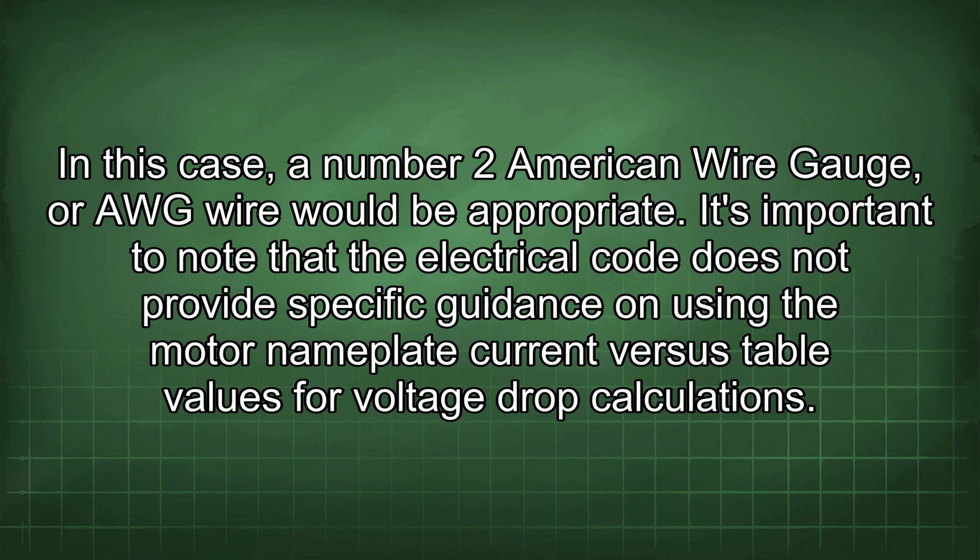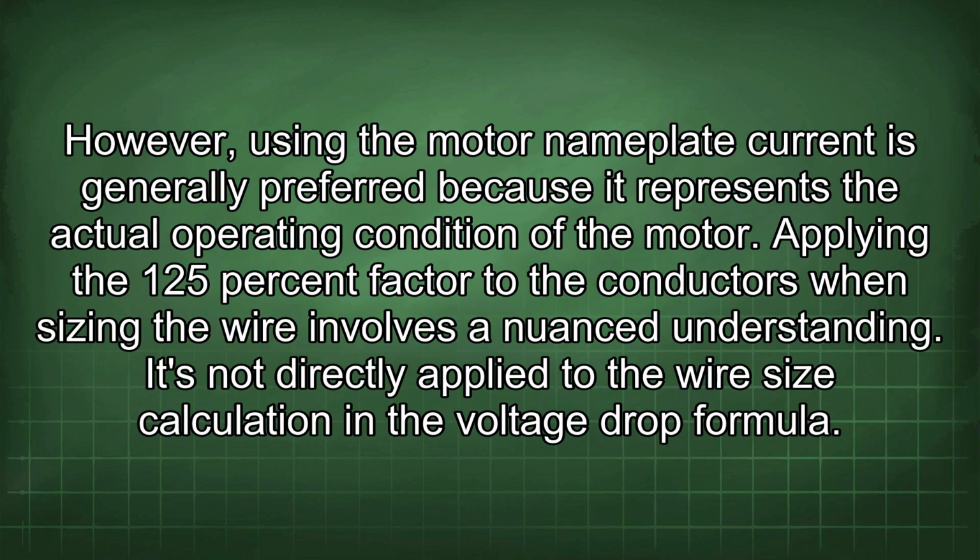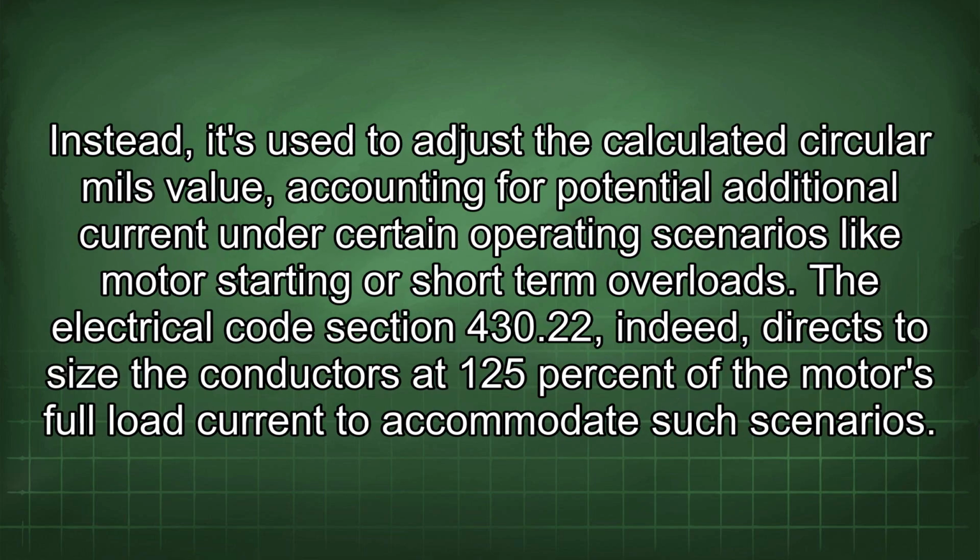It's important to note that the electrical code does not provide specific guidance on using the motor nameplate current versus table values for voltage drop calculations. However, using the motor nameplate current is generally preferred because it represents the actual operating condition of the motor. Applying the 125% factor to the conductors when sizing the wire involves a nuanced understanding. It's not directly applied to the wire size calculation in the voltage drop formula. Instead, it's used to adjust the calculated circular mils value, accounting for potential additional current under certain operating scenarios like motor starting or short-term overloads.